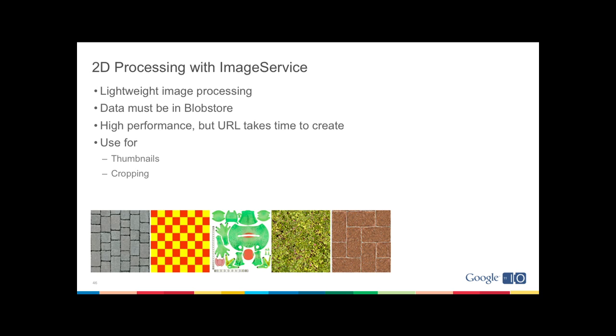So the image service is awesome. It's just a really lightweight image processing API. It doesn't do a lot. It's not particularly featureful, but the things it does, it does really well and efficiently. And they're probably the very first things you want. For instance, getting thumbnails out of your data is totally easy with the image service, and cropping, that kind of stuff.